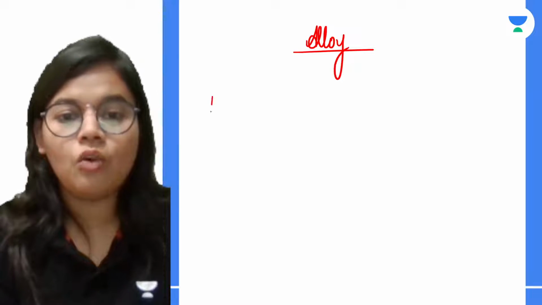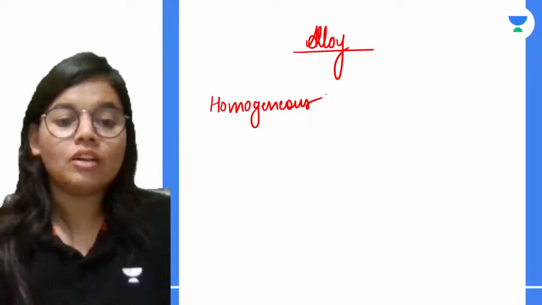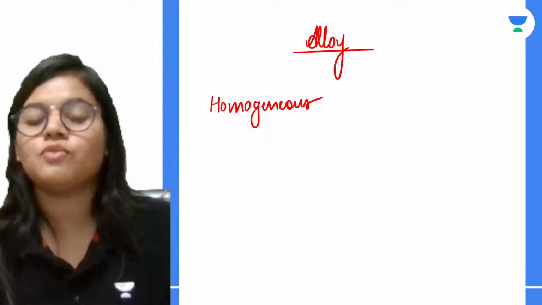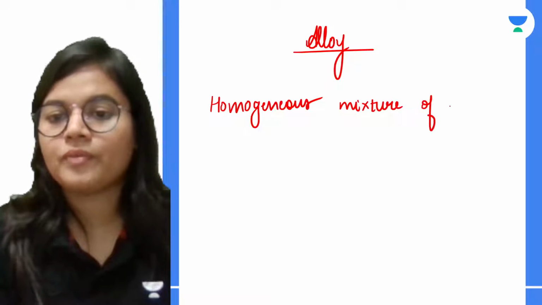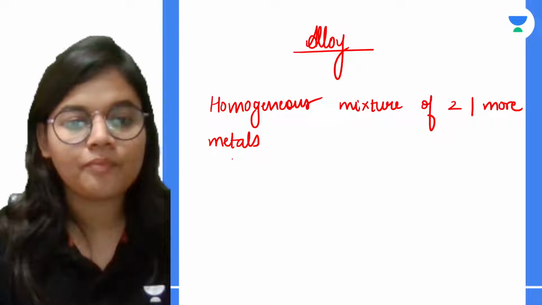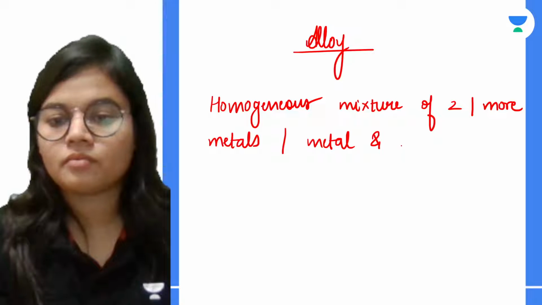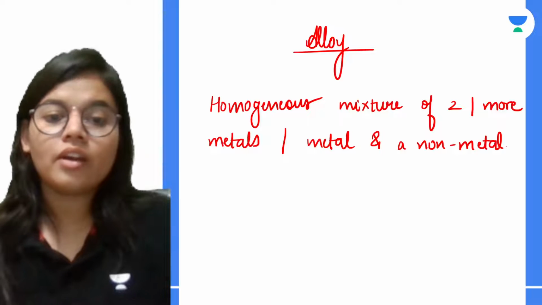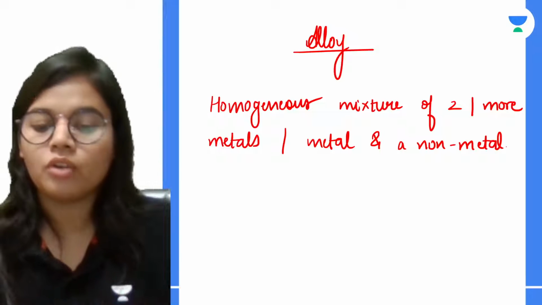So how can we define an alloy? It is a homogeneous mixture. I hope homogeneous everyone knows. The word homogeneous means it is having same phase. Okay, there are no different phases visible. So alloy, it is a homogeneous mixture of two or more metals, or metal and a non-metal. So alloy can be a mixture of either metals, or it could also contain a bit of non-metal.